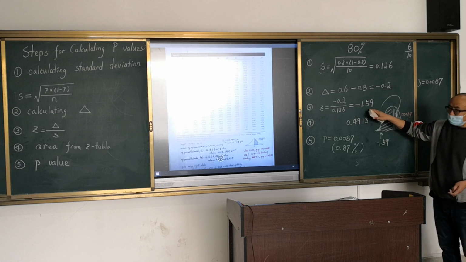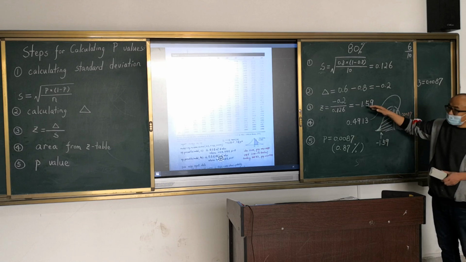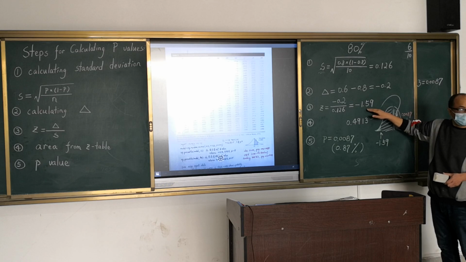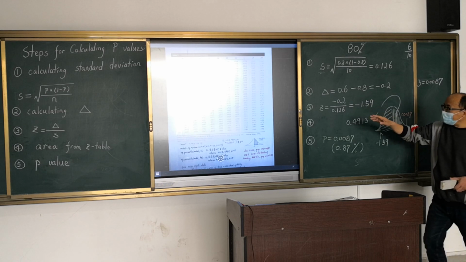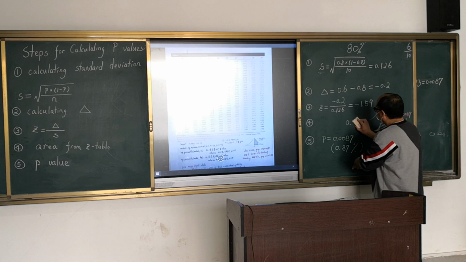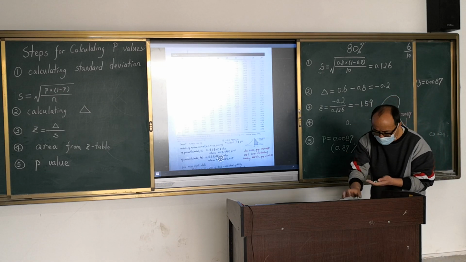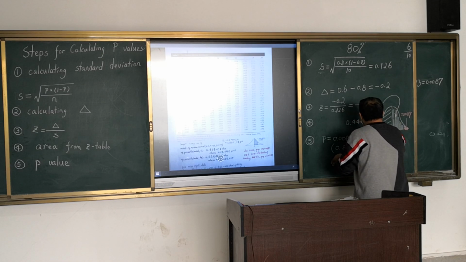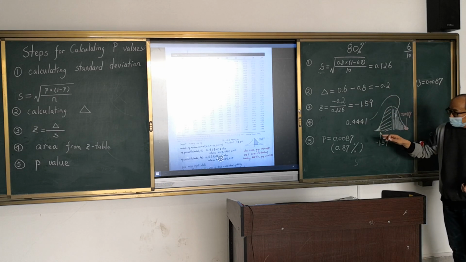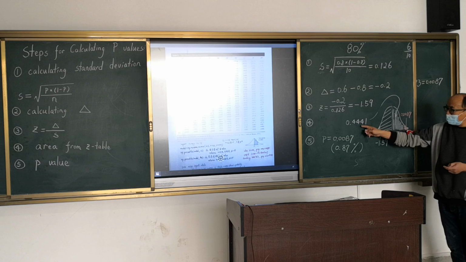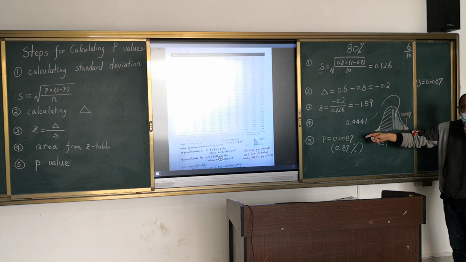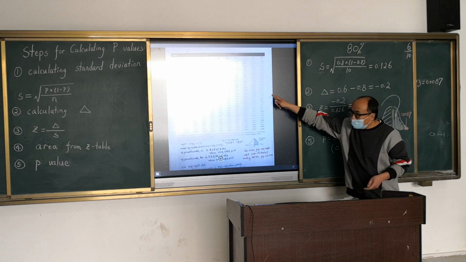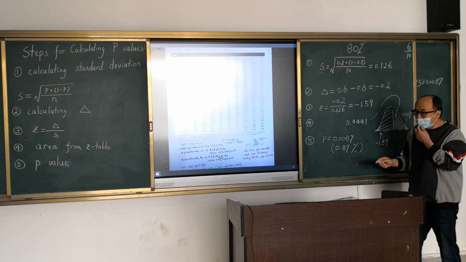So, our Z value is 1.59. Step 3. Everybody got it? Now you check it, and it is 0.4441. So this is 44.41%, or just 0.4441. Where you got it, then what's the meaning?